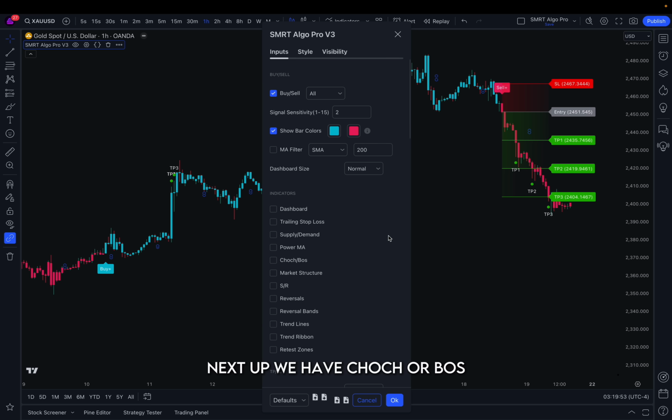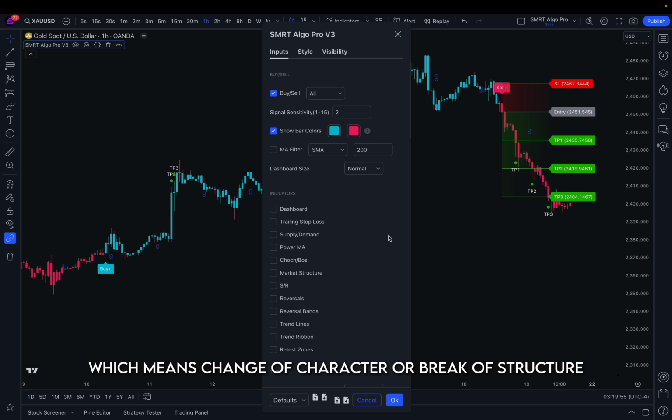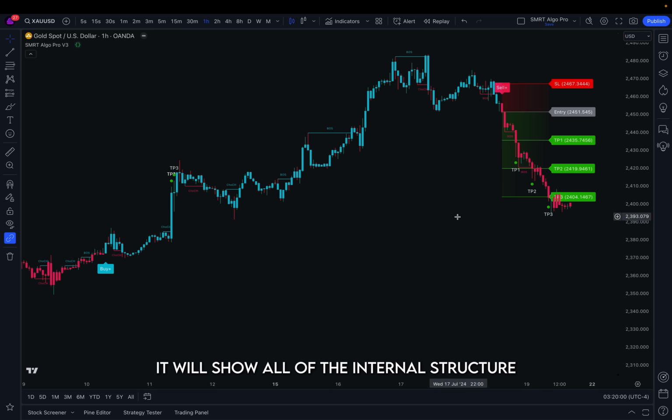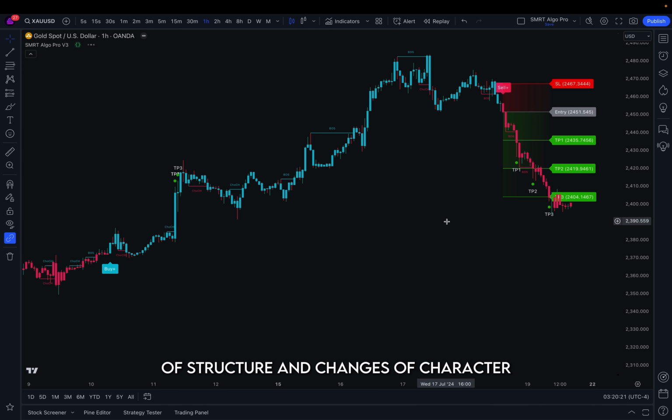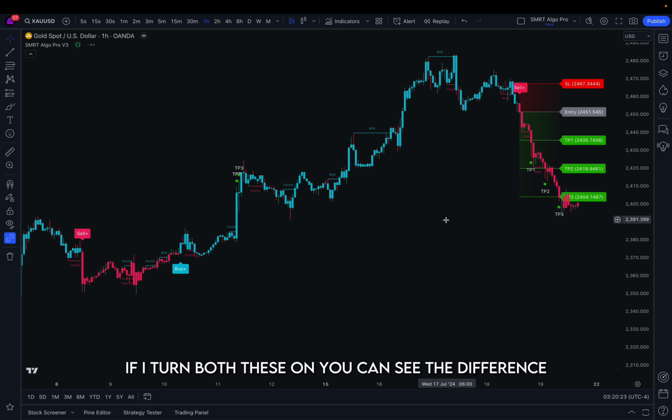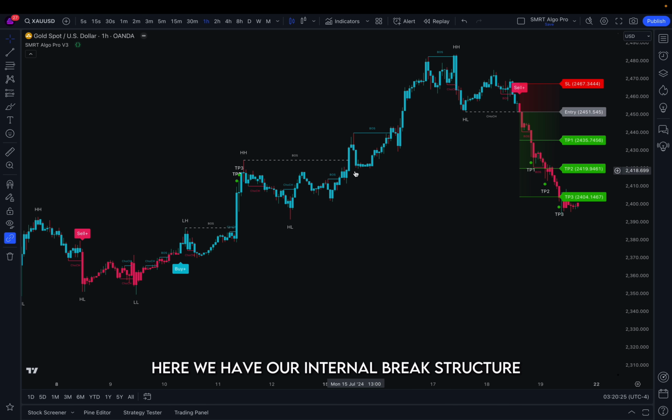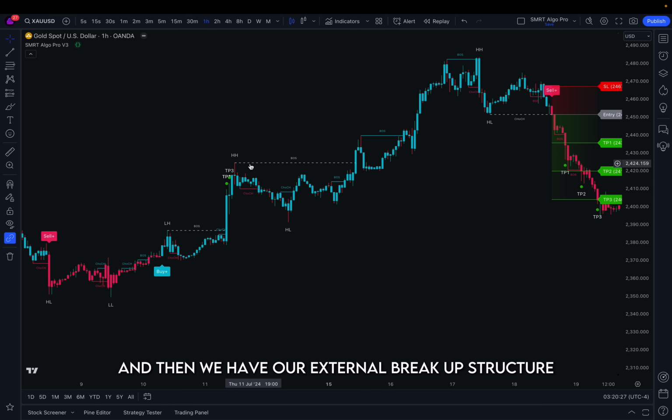Next up, we have CHoCH or BOS, which means change of character or break of structure. If we turn this on, it will show all of the internal structure breaks and changes of character. I will repeat this again. It shows the internal structure breaks and changes of character. I say this because next we have market structure, which shows the external breaks of structure and changes of character. If I turn both of these on, you can see the difference here. We have our internal break of structure and then we have our external break of structure.